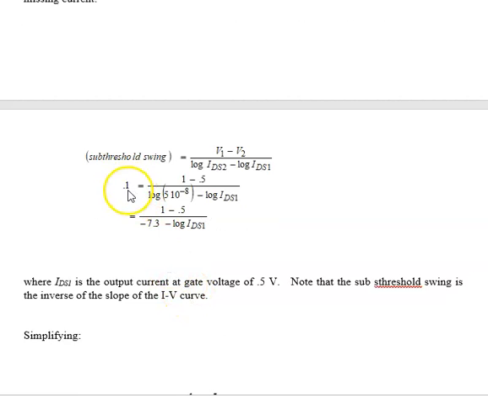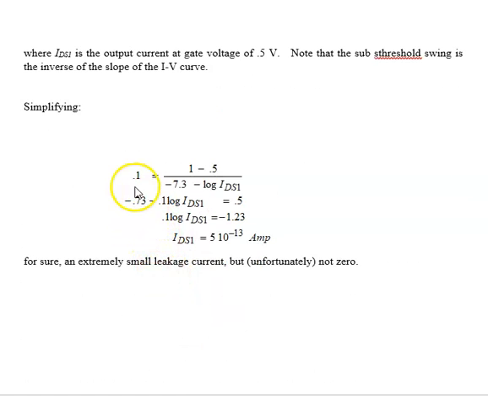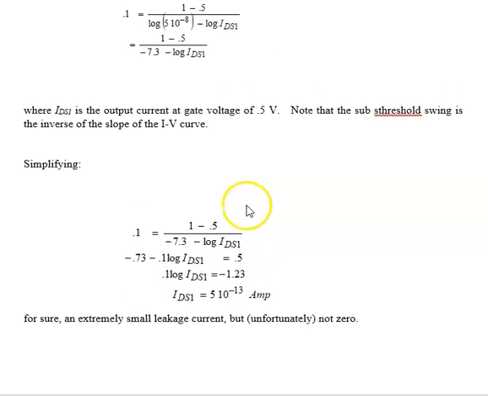So we're given that the subthreshold swing is 0.1, 100 millivolts per decade. So we just simplify that. And here is this expression. So we put this upstairs and multiply each of these by 0.1. And it's relatively straightforward. 1 minus 0.5 is 0.5. We solve for this. 0.1 log IDS1 is minus 1.23 because we bring this over here.